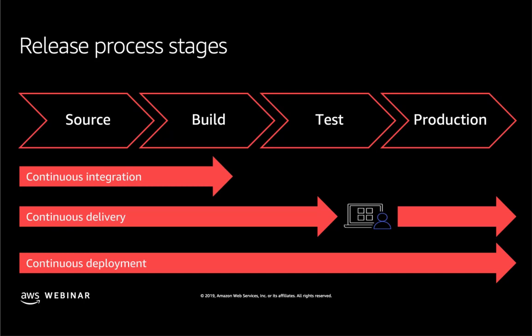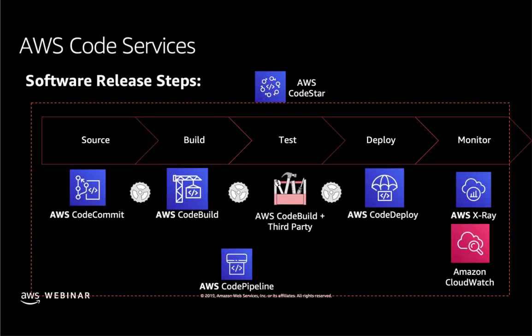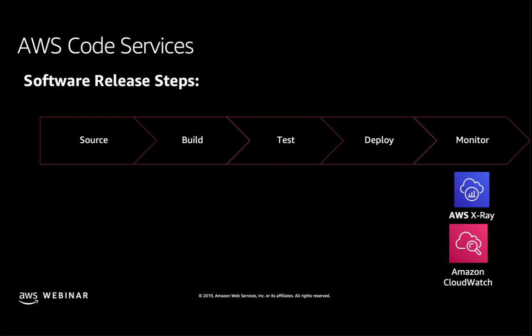What you do really depends on your appetite for risk, your compliance situation, and other factors. It just depends on what your application actually is. So now let's take a look at the different AWS Code services. These are the services that we have for each of these processes.